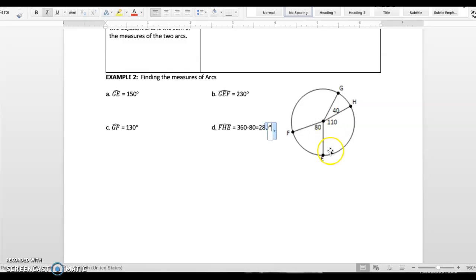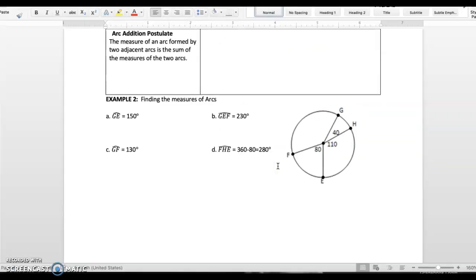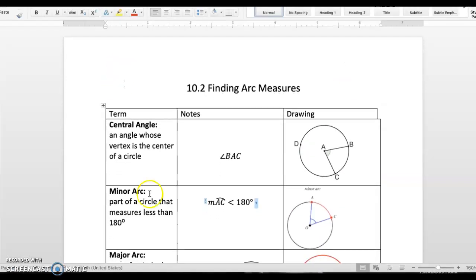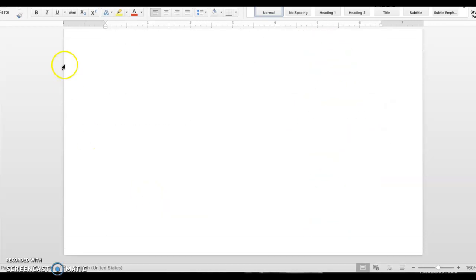Or you could have said 130 plus 40, now we're at 170, plus 110 and get your 280 degrees as well. So arc addition, you're just adding up the central angles that contain the arc. Major arcs are 180 to 360, minor arcs are less than 180, and a semicircle is 180. I know this is a longer video, but I know it's important to get all of these definitions down. So good luck.